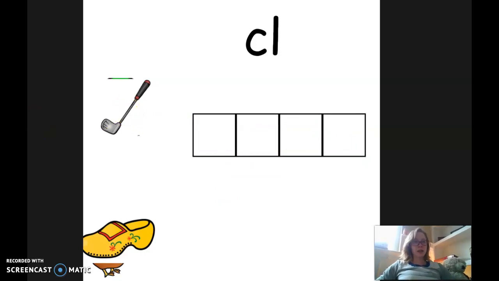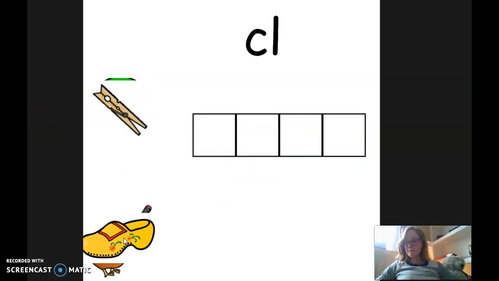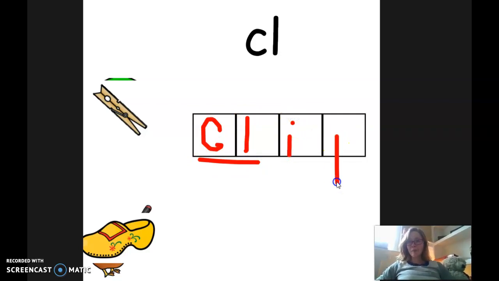Next one we're going to look at. This is a clip. I want you to try and write clip by yourself. Okay, let's hear the sounds together. K-ul, i, p, clip. So we're going to start with k-ul. There's that coal. I, p. Good job. And this is a C. I know it looks a little bit like a G, but it's a C. There we go. Coal, i, p, clip.